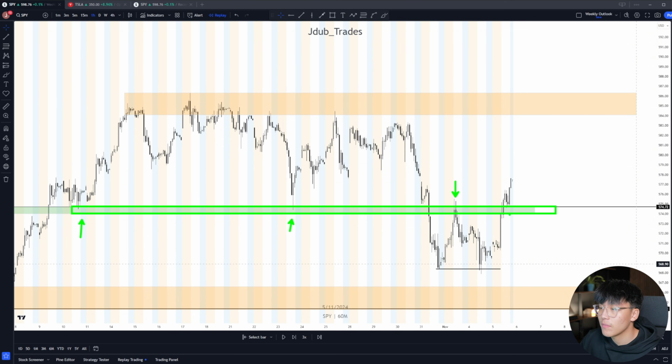We're getting it back above this key area now. So we'd like to see this area be used as support. And the key areas I have marked out towards this upside are these key equal highs all the way back up at 485.